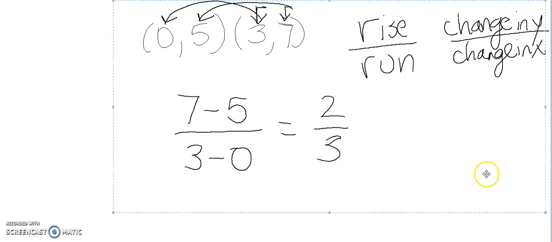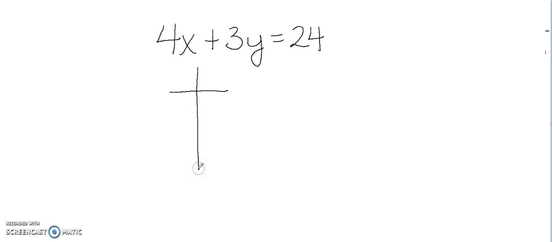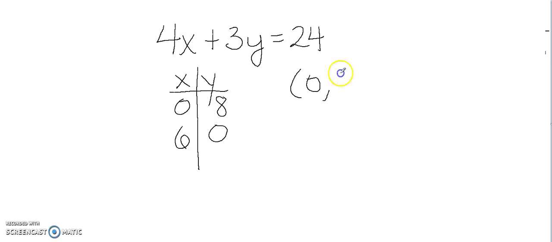Let's look at a little more complex example. Let's say I give you an equation and I ask you to find its slope. Okay, so let's say I say 4x plus 3y equals 24. Well, one thing I could do is use intercepts to figure out these points. If x is 0, then 3y equals 24, so y is 8. And if y is 0, 4x would equal 24, so x would be 6. So my points that I have are (0, 8) and (6, 0).